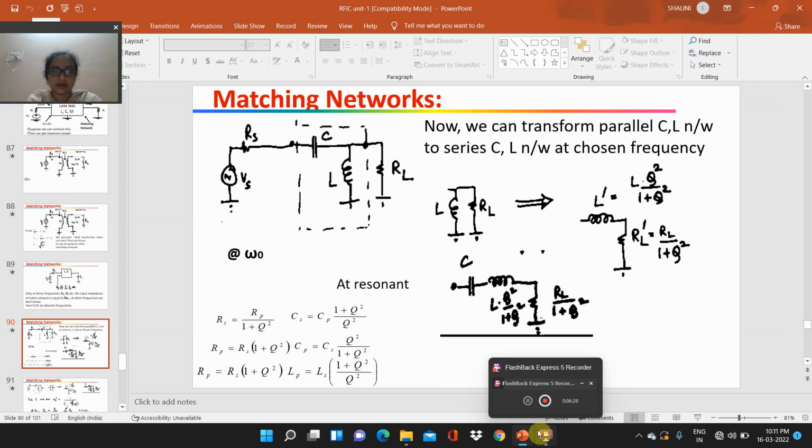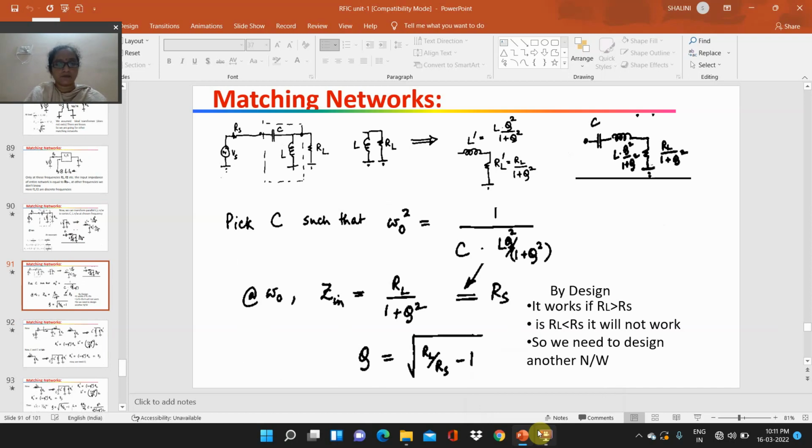So at resonance, Rs is equal to Rp by 1 plus Q square, and Cs is equal to Cp into 1 plus Q square by Q square. Rp is equal to Rs into 1 plus Q square. Cp is equal to Cs into Q square by 1 plus Q square. So Lp is equal to Ls of 1 plus Q square by Q square. So here the series and parallel inductance, resistance, and capacitance are all inverse.